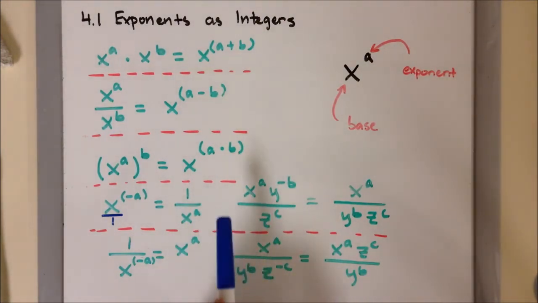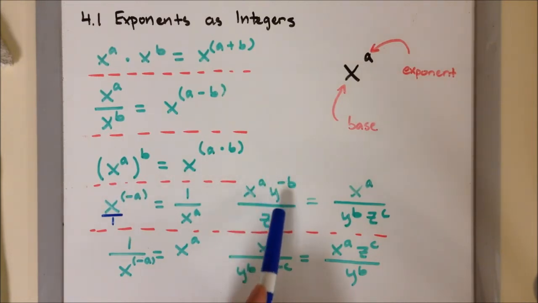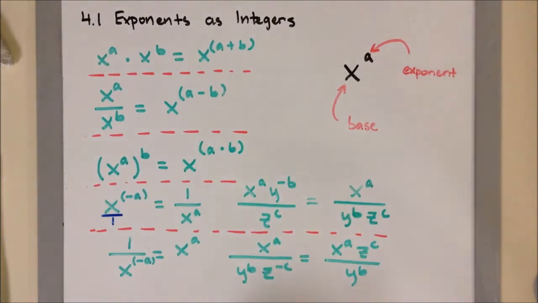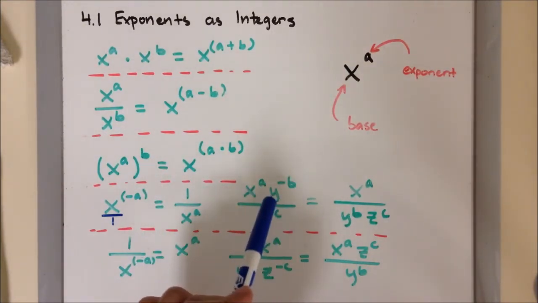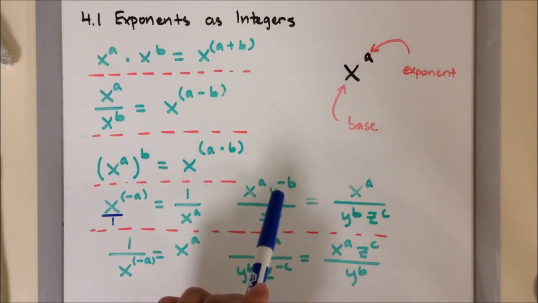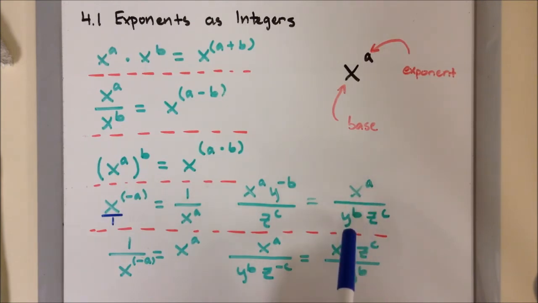I wrote an example here. On the numerator, the top, is x to the a power times y to the negative b power over z to the c power. To simplify the negative exponent, all we did was simply move the y to the denominator and then change negative b into positive b. So if you look over here, when we move the y from the top to the bottom, it's only x to the a power in the numerator, and in the denominator, the bottom, now it's y to the positive b power times z to the c power.